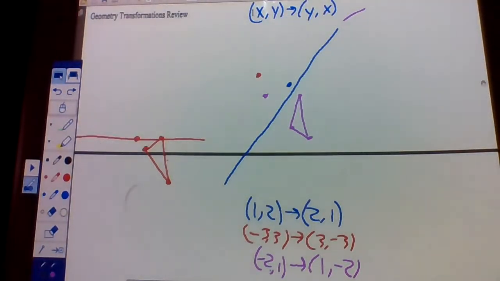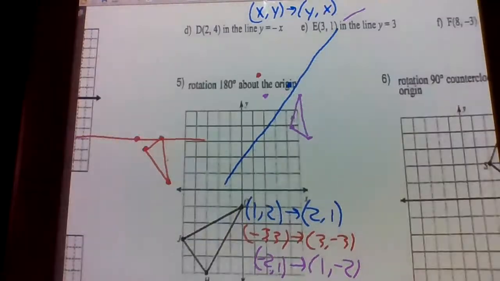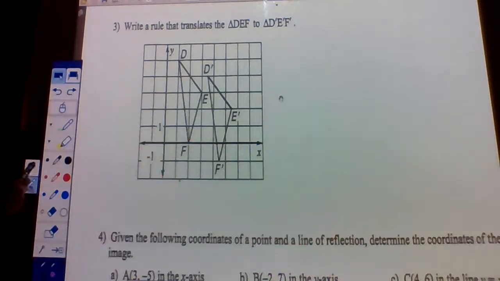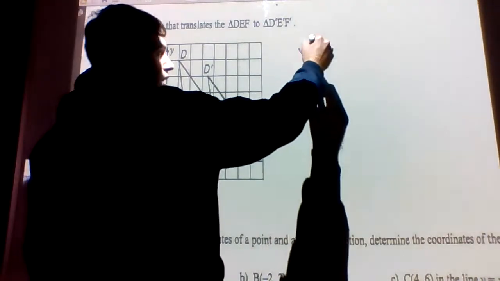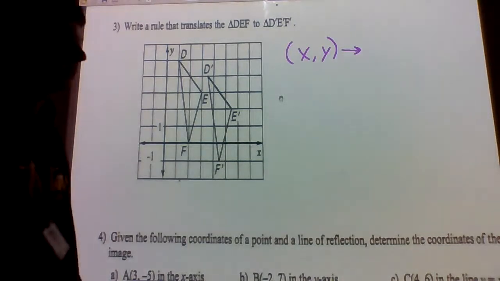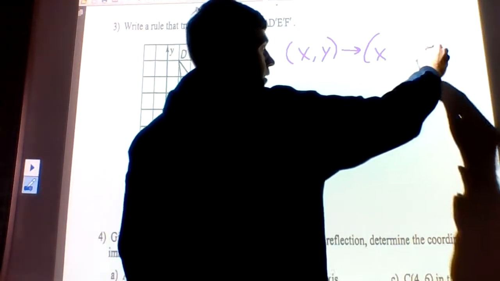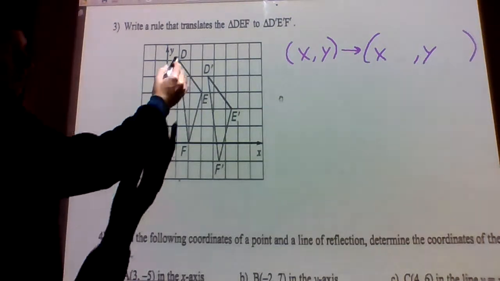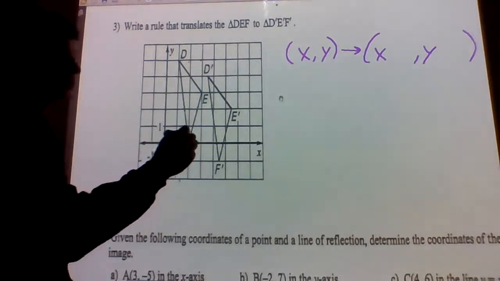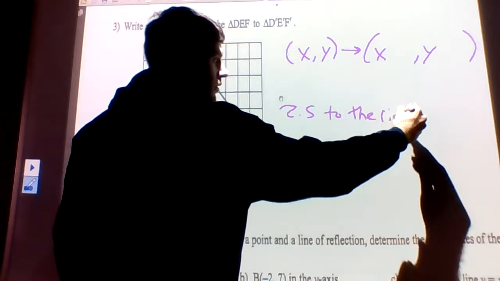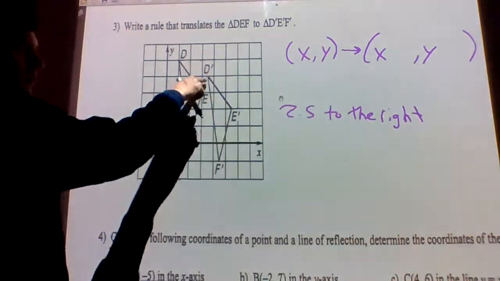Number 3 here, we want to write a rule. We also probably want to be able to do it in vector form. So our rule would be as follows. We need to find our horizontal shift and our vertical shift and fill them in. So we're going to have to fill in the rest here. Our horizontal shift, we're going 1, 2, 2.5, so we're going 2.5 to the right, and we're going 1 down.